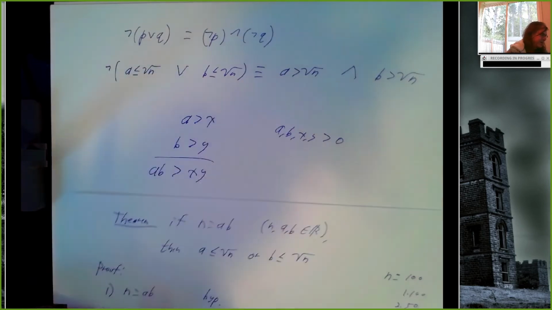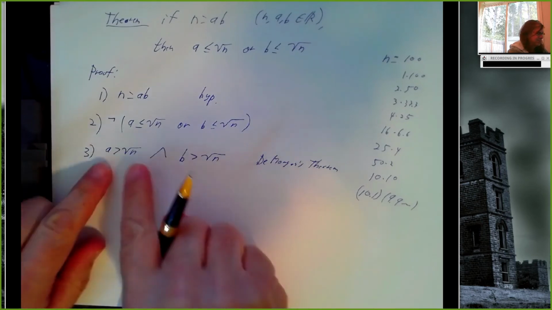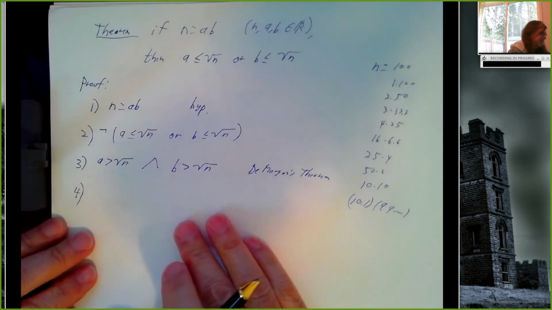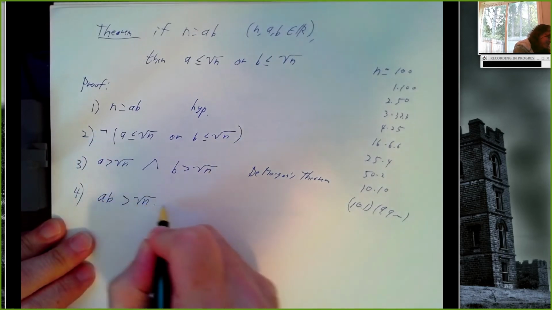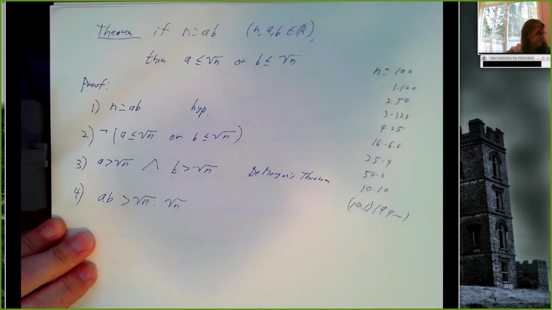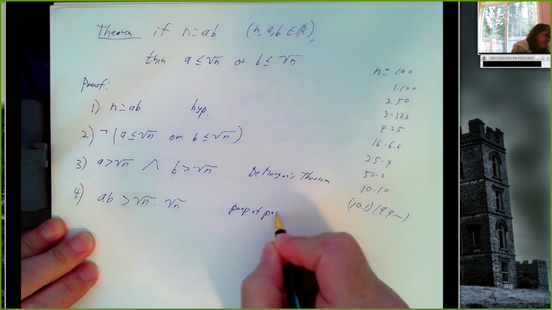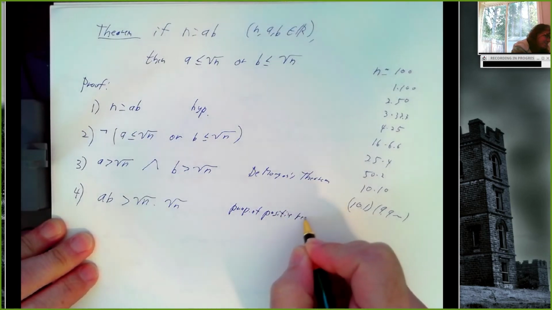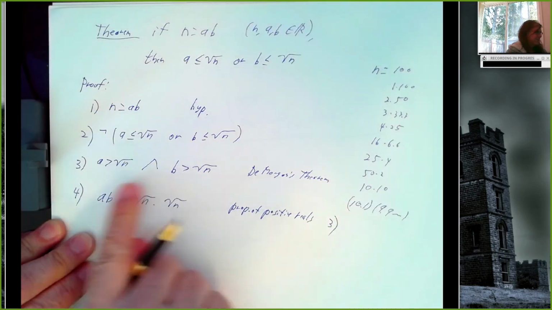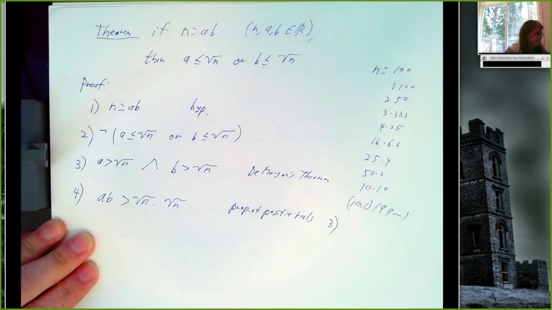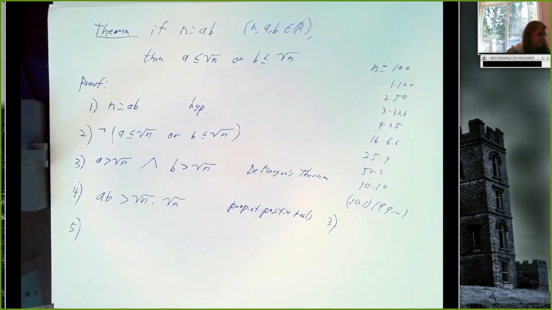But using this property and these two propositions, this proposition and this proposition, I can write the following. a times b is bigger than square root of n times square root of n. And so properties of positive reals, along with proposition 3, which shows this and this. And can anybody see a contradiction at this point?